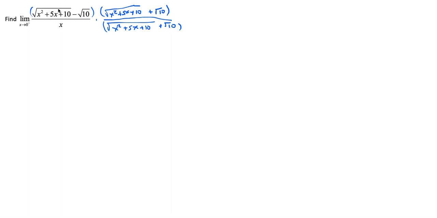So what happens when we multiply these out? Well, we know that when we multiply conjugates together, when we FOIL these, we only actually need to multiply the first terms together and the last terms together. And we should not end up with any radicals in the numerator. Notice what we end up with: x squared plus 5x plus 10. The outer and inner terms cancel out. But then what are the last two terms? It's minus radical 10 times radical 10, which is just minus 10.